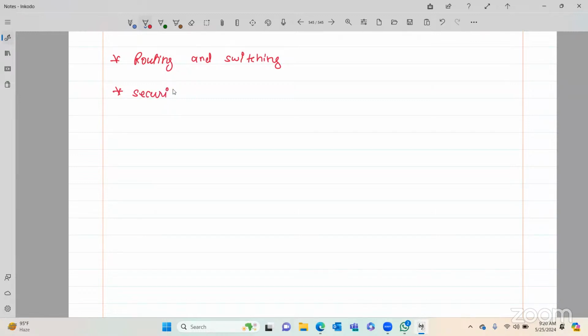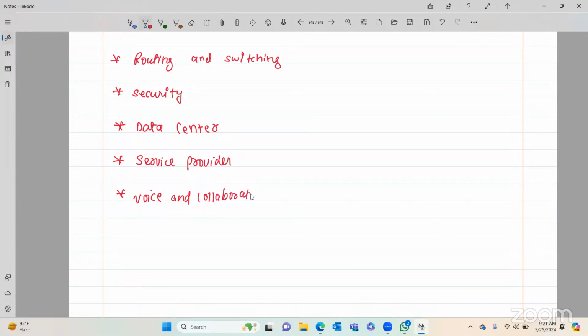We have a domain security. We have a domain known as data center, service provider, voice and collaboration, wireless. We have one known as design. So there are many fields, right? Because network is not a very small thing. There are endless opportunities here.